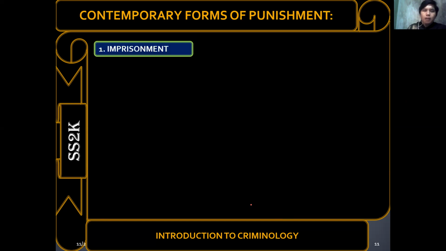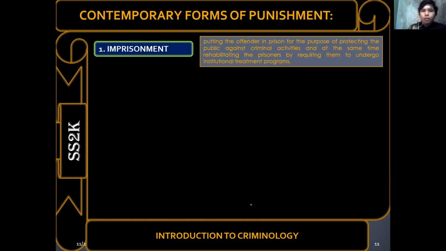So first is imprisonment. Yun po yung pagpapakulong. Instead of death penalty, instead na papatayin, kukulong na lang. Kasi pagka ikinulong mo, meron pang pag-asang magbago yung taong nakakomit ng krimen. Pero kung pinatay mo, wala na. Di ba? So, imprisonment is putting the offender in prison for purpose of protecting the public. Protecting the public kasi kung ang isang tao ay nakakulong, nakagawa ng krimen, siyempre wala siyang kalayaan. Wala siya sa komunidad para makagawa ulit ng krimen.